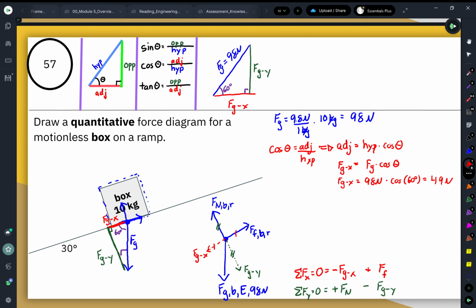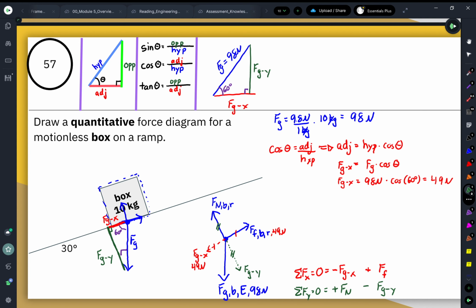So right now, that's how we quantify the force of gravity dash x. So 49 newtons of force pointing down the ramp. That is balanced out by 49 newtons of force pointing up the ramp, that force of friction. So we've now quantified the original force of gravity, the component force of gravity dash x, and then we were able to use the first law of motion to show that that horizontal component of gravity is balanced out by the force of friction in order to quantify the force of friction.